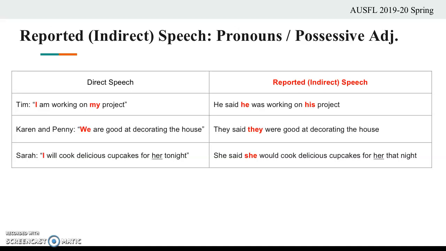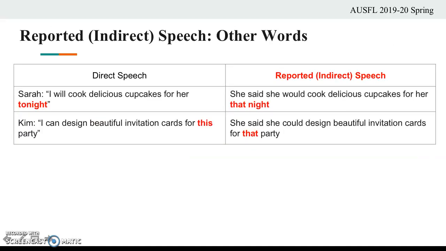I will cook delicious cupcakes for her tonight. She said she would cook delicious cupcakes for her that night. There are some other words that you need to change while reporting. Here are two examples of them. I will cook delicious cupcakes for her tonight. Tonight changes into that night. She said she would cook delicious cupcakes for her that night.